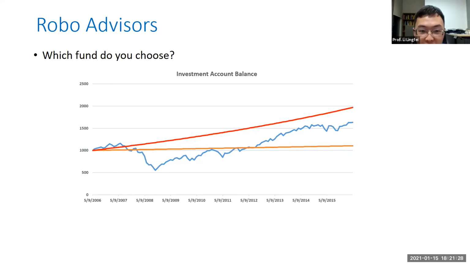If you are looking at the performances of these 3 funds, my question for you is, which fund do you choose? Let me launch the poll now. In the interest of time, let me end the poll now. Most of you have voted, so I need to share the results with you. If you look at the results, 73% of the audience would like to choose the red one, 18% pick the blue one, and only 10% pick the orange one.